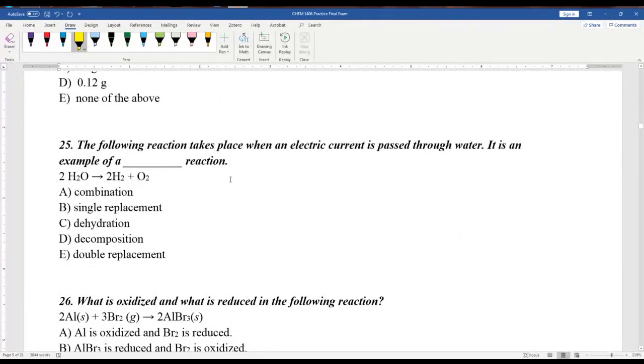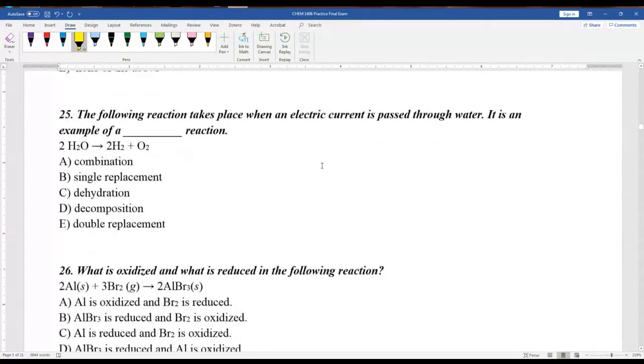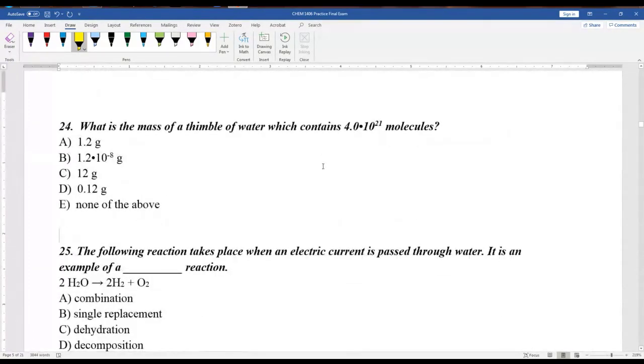It says the following reaction takes place when an electric current is passed through water. Oh, never mind, I lied. Number 24. What is the mass of a thimble of water which contains 4.0 times 10 to the 21 molecules?